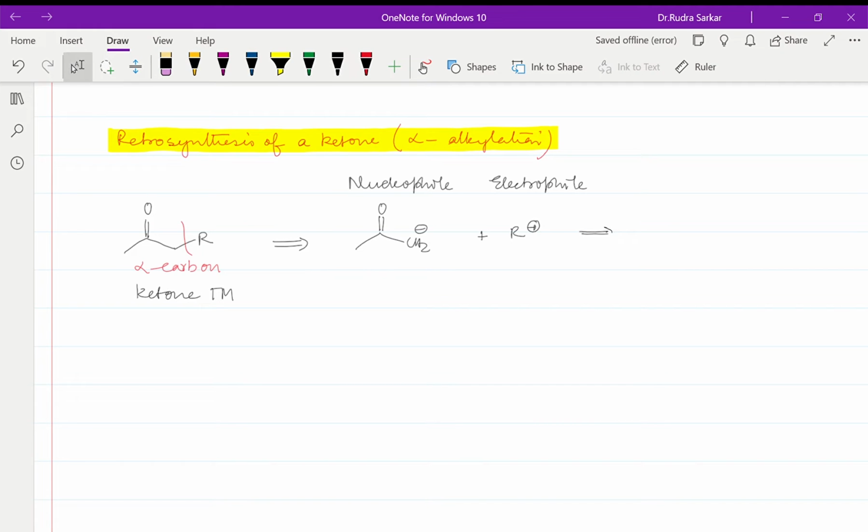The synthetic equivalent for the R plus is going to be our RX, which is our alkyl halide. And the R plus, as we said, is our electrophile. Now this particular nucleophile, we can think it is resonance stabilized with its enolate, which is written as follows.